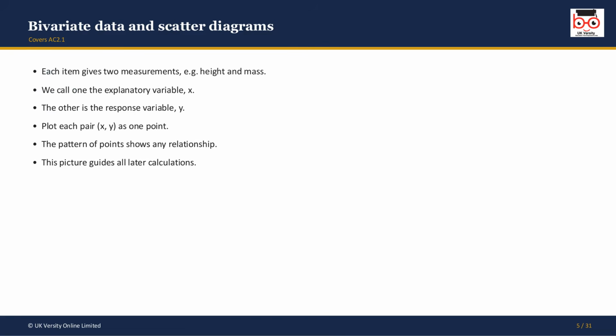Let's think about where this data comes from. Every item gives you two measurements, say a person's height and their mass. We call one of them the explanatory variable, x, and the other the response variable, y. I plot each pair as a single point, and the pattern those points make reveals any relationship between the two. That picture is what guides all the calculations that follow.